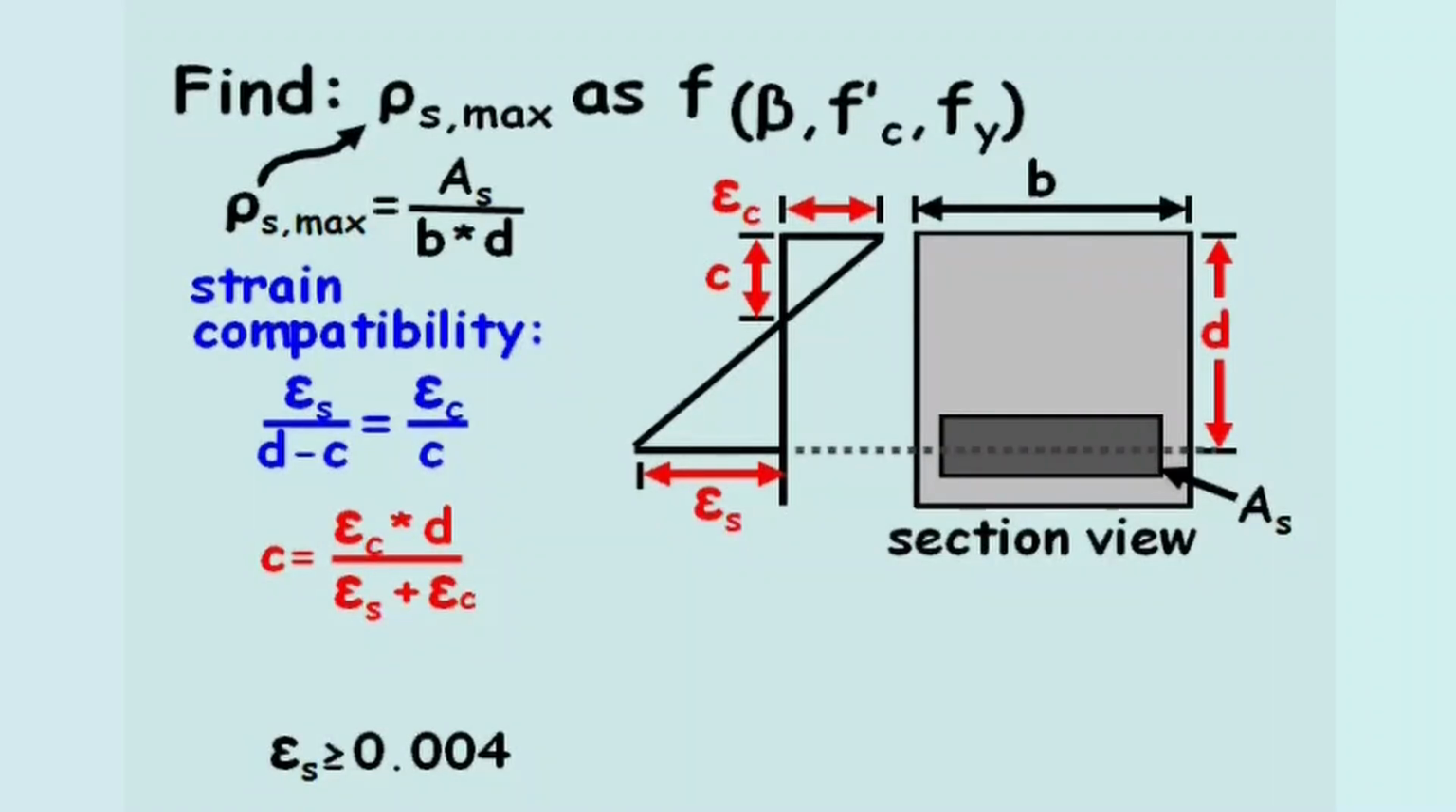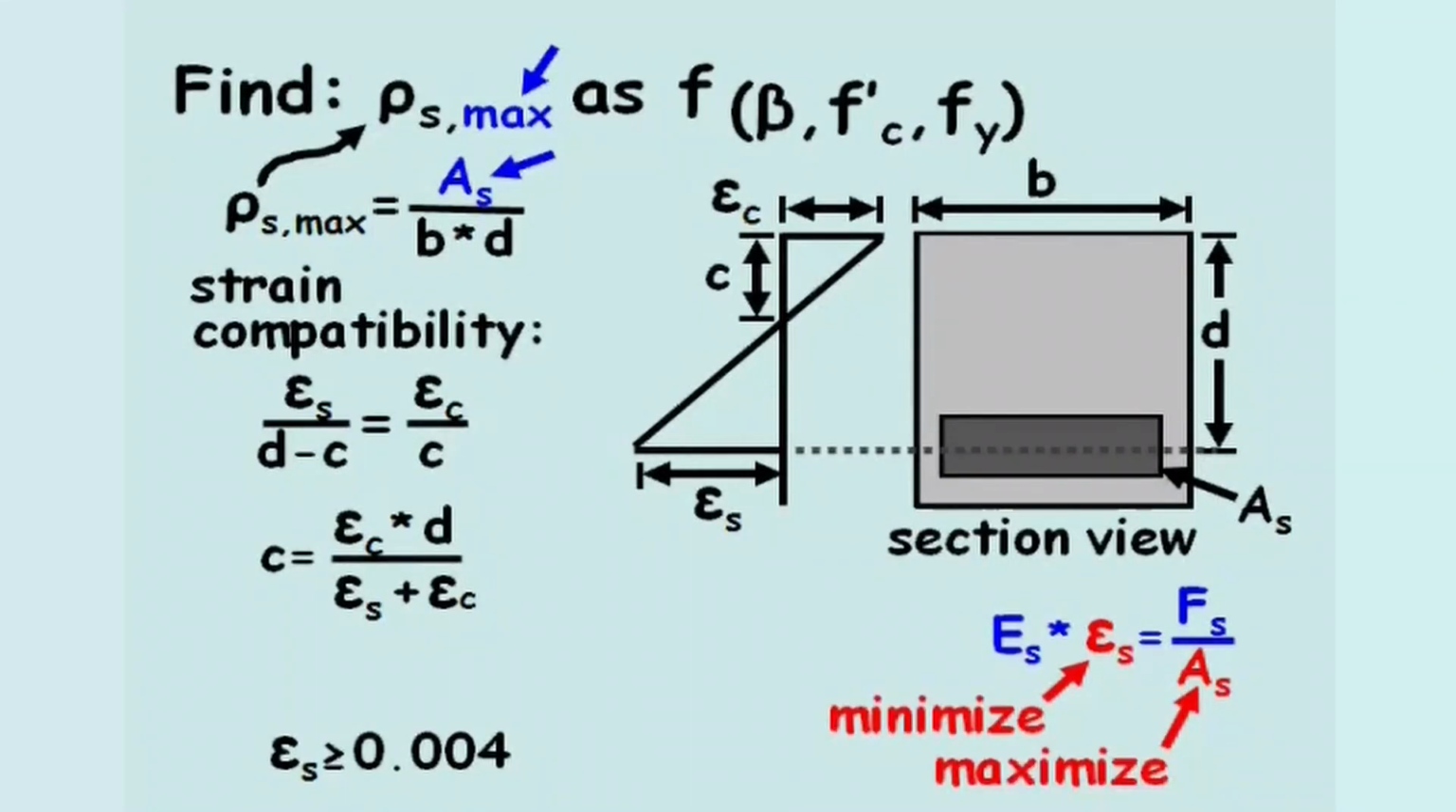Since the problem asks to find the maximum steel ratio, this means we'll want to maximize the area of steel, As, and since the area of steel is inversely proportional to the strain in the steel, epsilon s, maximizing the area of steel means minimizing the strain in the steel. Therefore, we'll set the strain in the steel to its minimum value of 0.004.